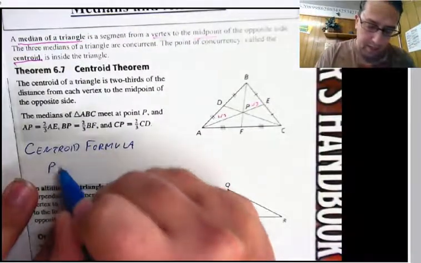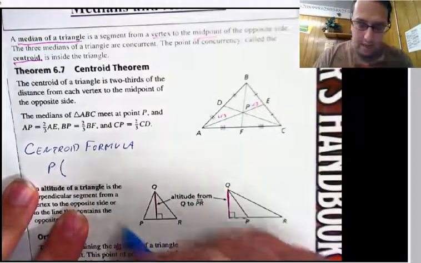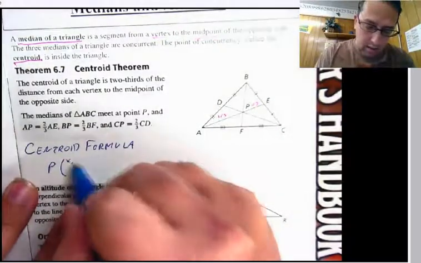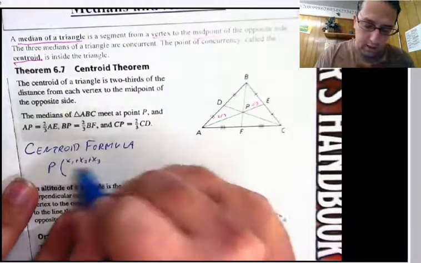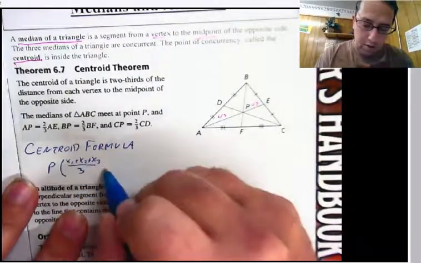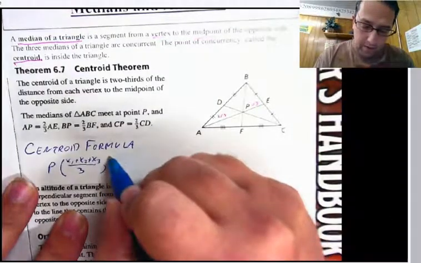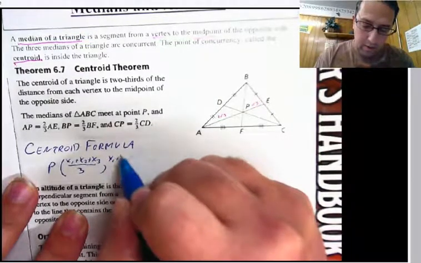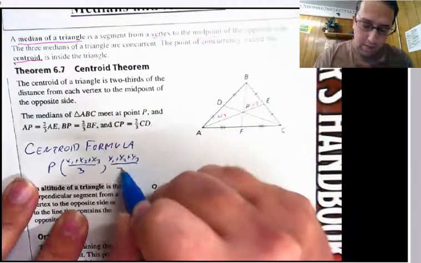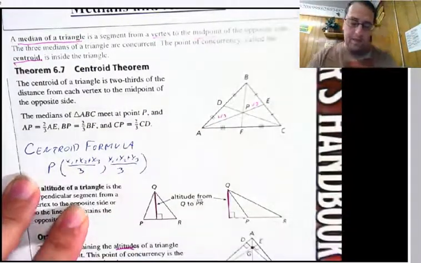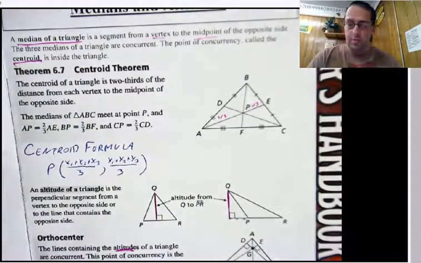So point P is at x1 plus x2 plus x3 divided by 3. Then we do the same thing for the y's: y1 plus y2 plus y3 divided by 3. This gives you a centroid.